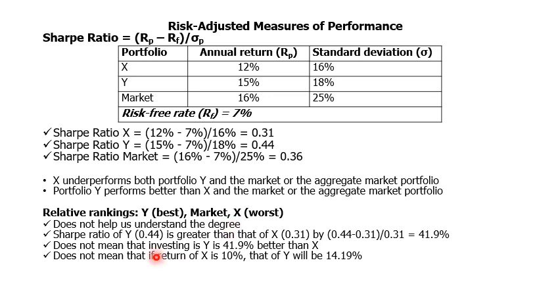If the Sharpe ratio of Y is greater than that of X by 42%, it doesn't mean that investing in Y is 42% better than X, and it does not mean that if the return of X is 10%, that of Y will be 14.19%.